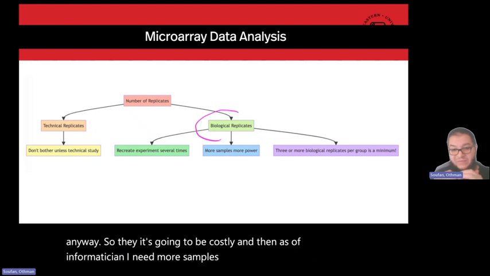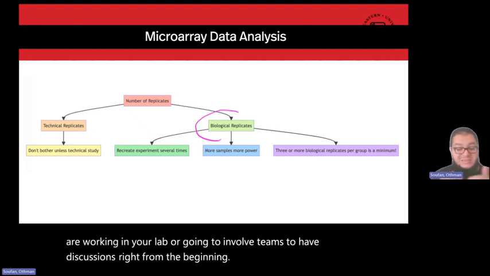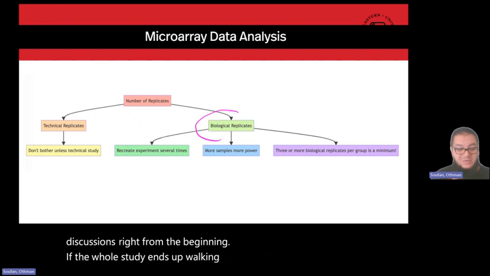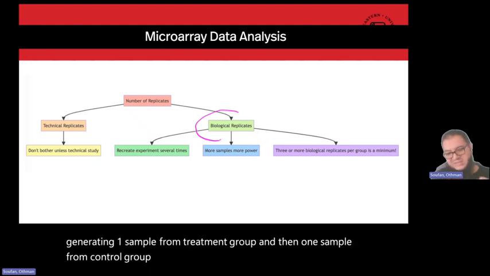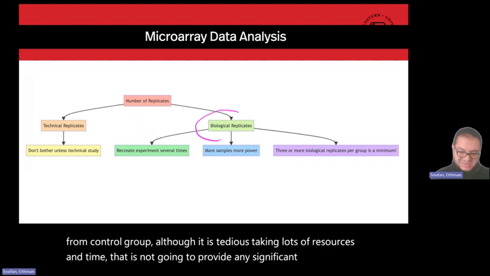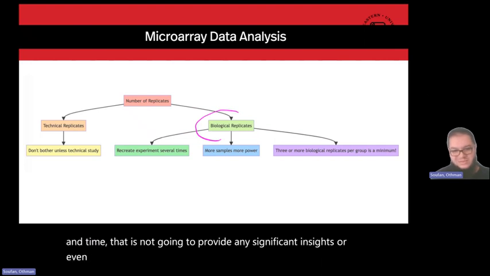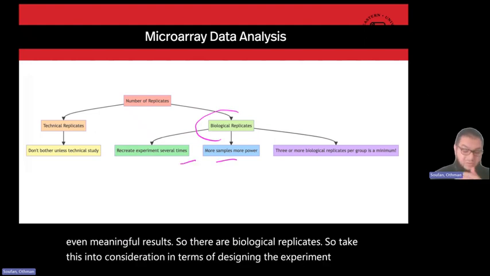So it's very important, if you are working in your lab or going to involve teams, to have discussions right from the beginning. If the whole study ends up generating just one sample from the treatment group and one sample from the control group, although it is tedious, taking lots of resources and time, that is not going to provide any significant insights or even meaningful results. So there are biological replicates, so take this into consideration in terms of designing the experiments. Work closely with the experts from the different domains.